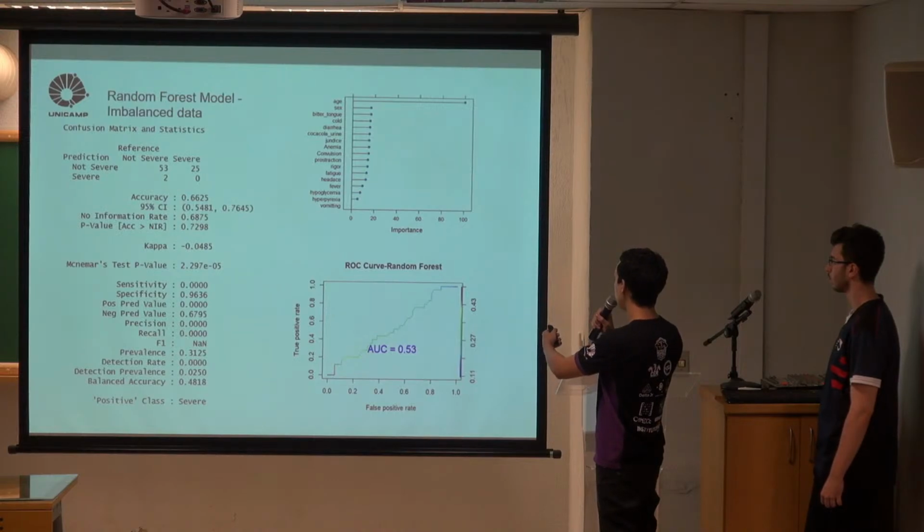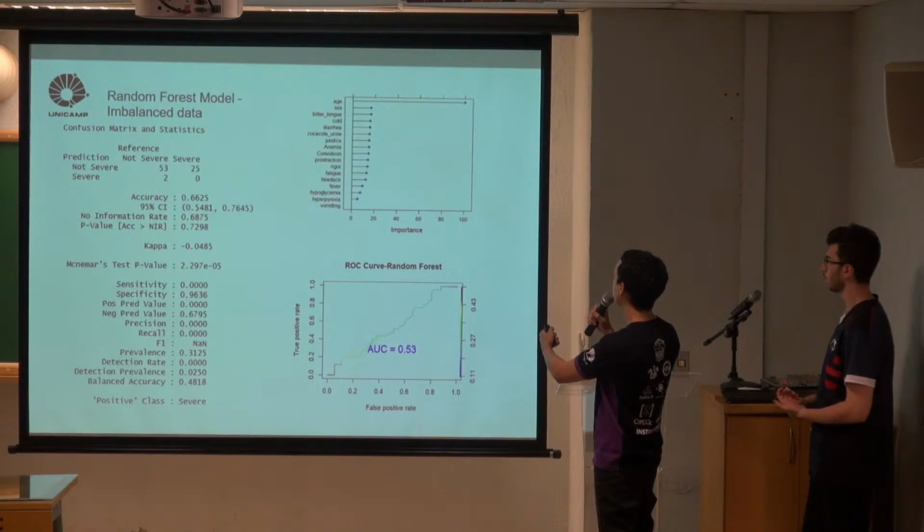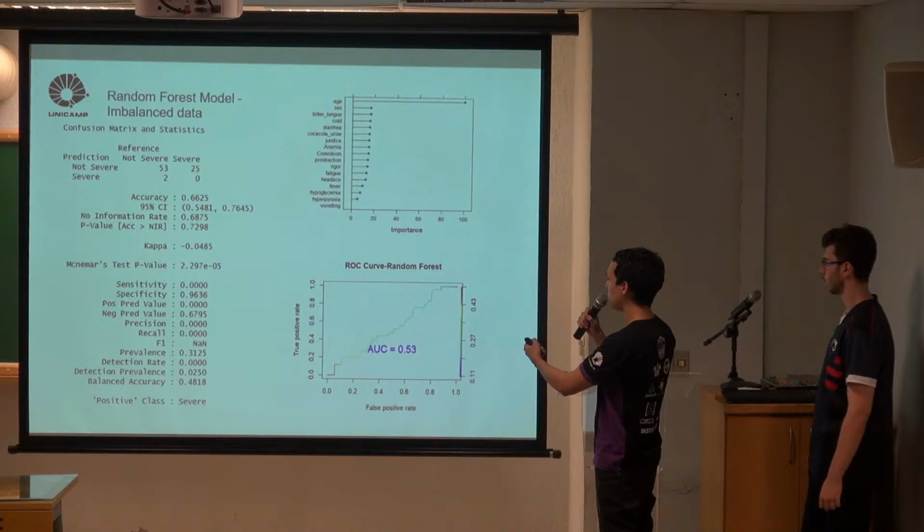Here we got in the importance plot that age was the most important. But as we saw, this is a very bad model because of the confusion matrix.